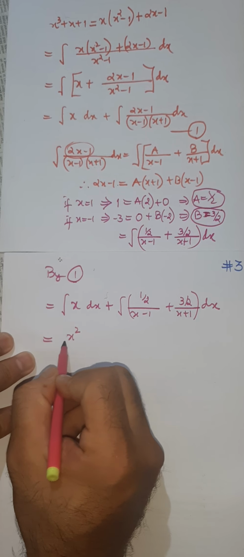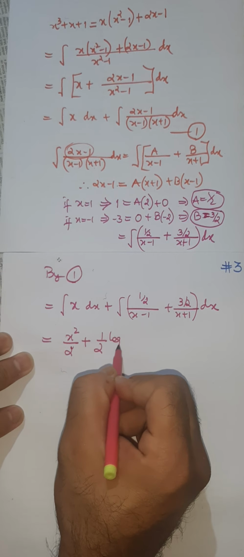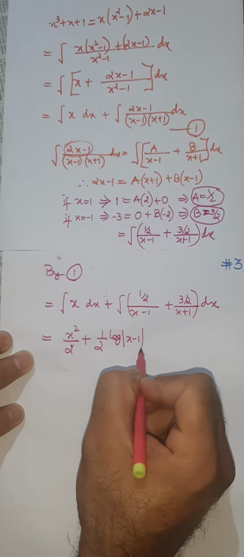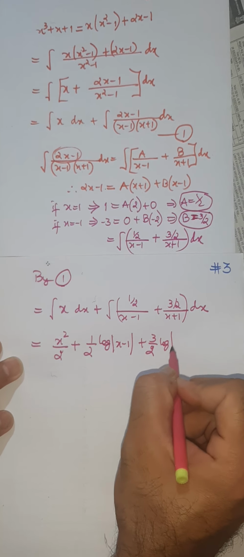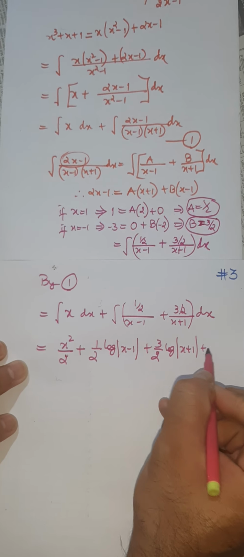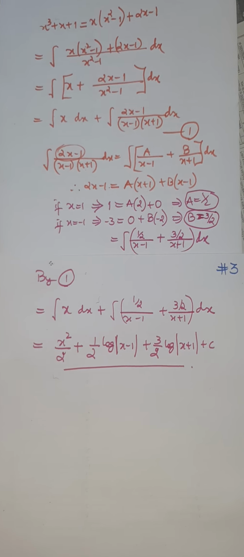What is integral of x? x square by 2. Half being constant outside. This is log of mod of (x minus 1). 3 by 2 being constant outside. Log of mod of (x plus 1) plus c. This is the simplified answer.